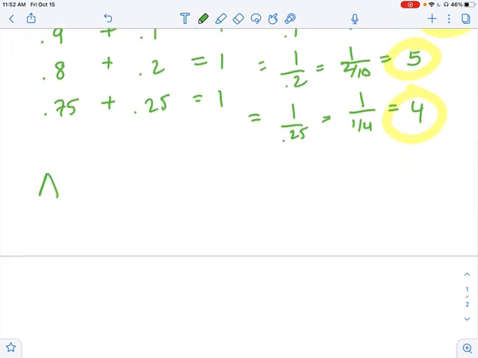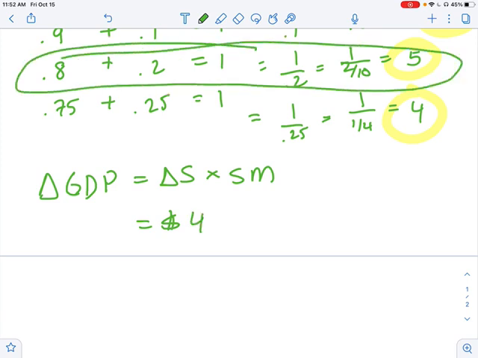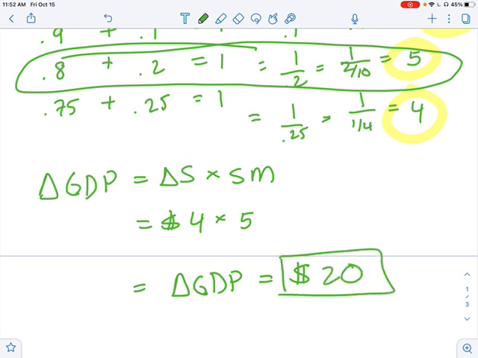How do we determine the change in GDP? The change in GDP equals the change in spending times the spending multiplier. So let's say you spent that $4 on a cup of coffee, and we lived in an economy with a marginal propensity to save of 0.2, then that means our spending multiplier would be 5. So that means that the change in GDP equals a maximum potential change of $20.